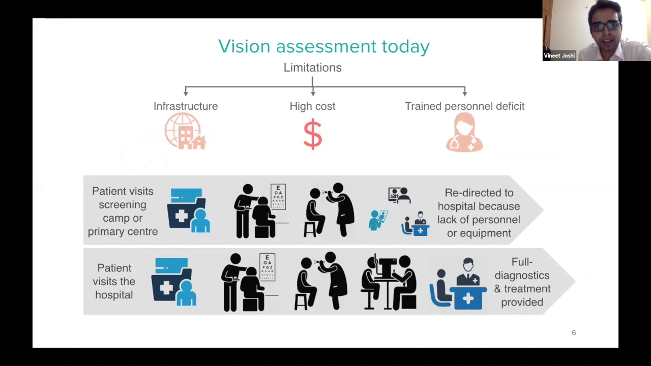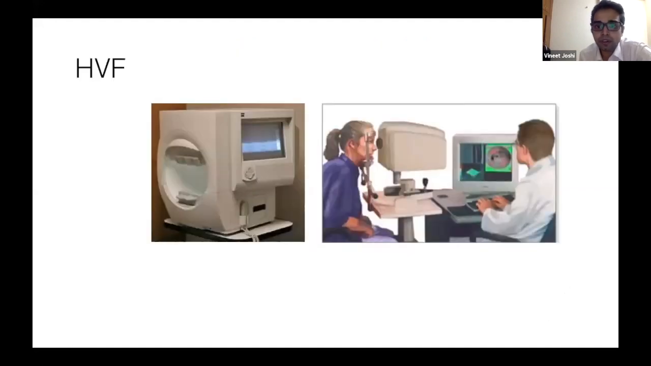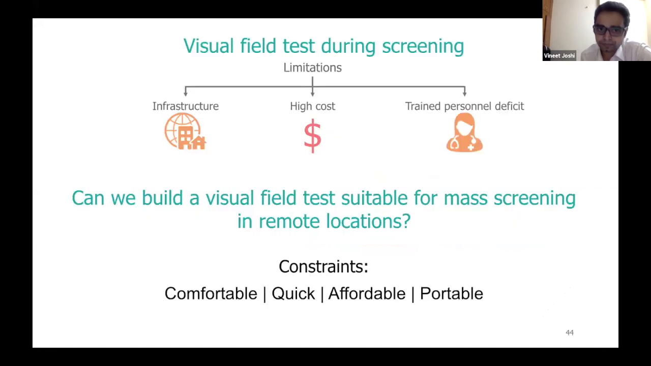As you can see, vision assessment today involves significantly high cost, and especially when you go to the peripheries, you face the problem of shifting costly infrastructure to the peripheral centers and the deficit of trained personnel. So how do you overcome this? To add to that, HVF has its own problems. As John very well knows, the patients often complain of fatigue, back pain, neck pain, loss of concentration, and long hours to perform this test.